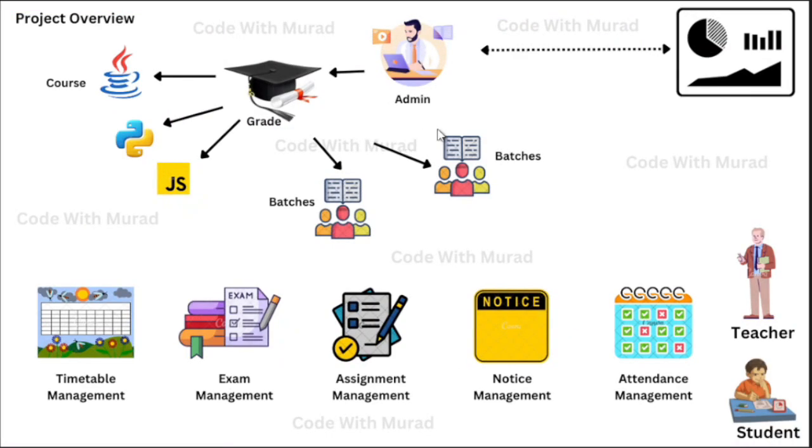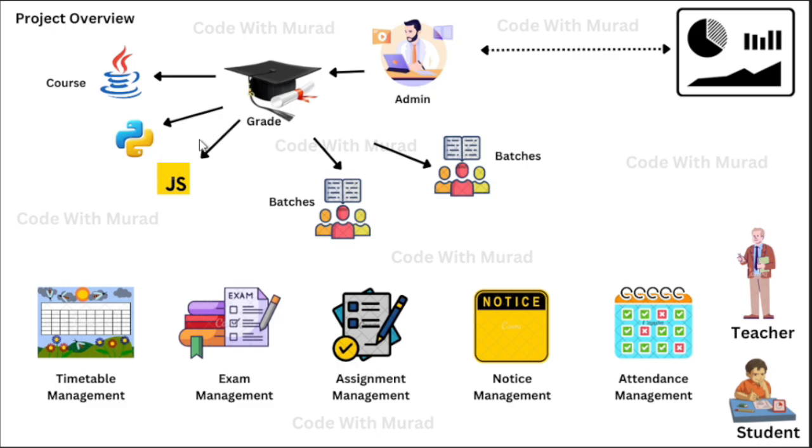So as we know, our project contains three user modules, that is admin module, teacher module, and the student module. So firstly, admin will register and log in into the system. And after the admin login, admin will add multiple grades into the system. This grade means like first year, second year, third year from the university, we can say. And in each grade, there can be multiple courses, right? Like for the first year, we have Java course, Python course, and the JavaScript course, right?